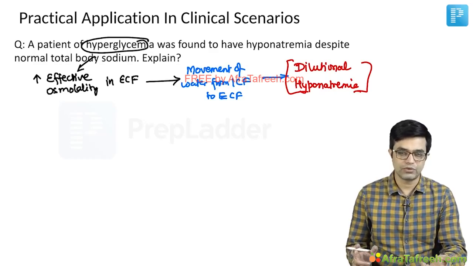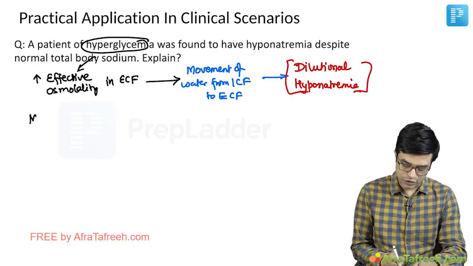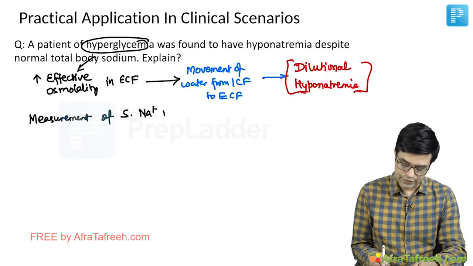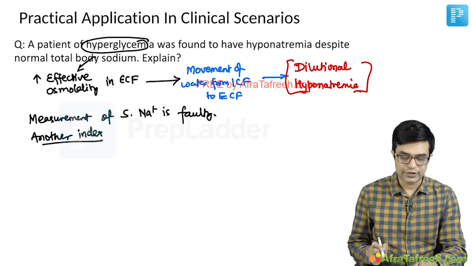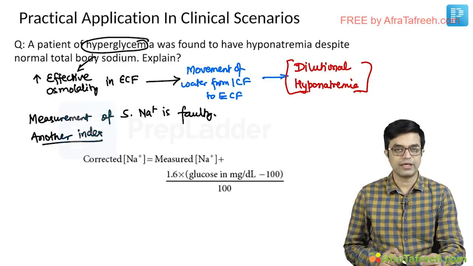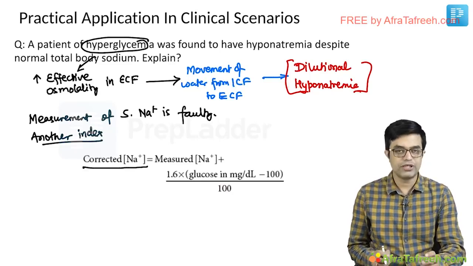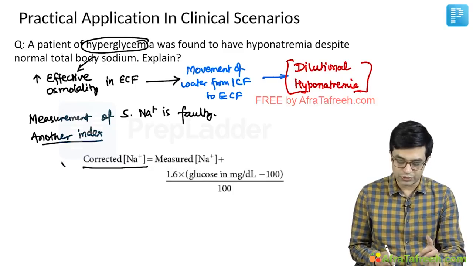So what is the way out here? In these patients, the measurement of serum sodium is faulty, and so we use another index for calculation of actual sodium content. It is called the calculated sodium value. The formula looks something like this. Corrected sodium in patients who are having hyperglycemia, we always calculate corrected sodium.